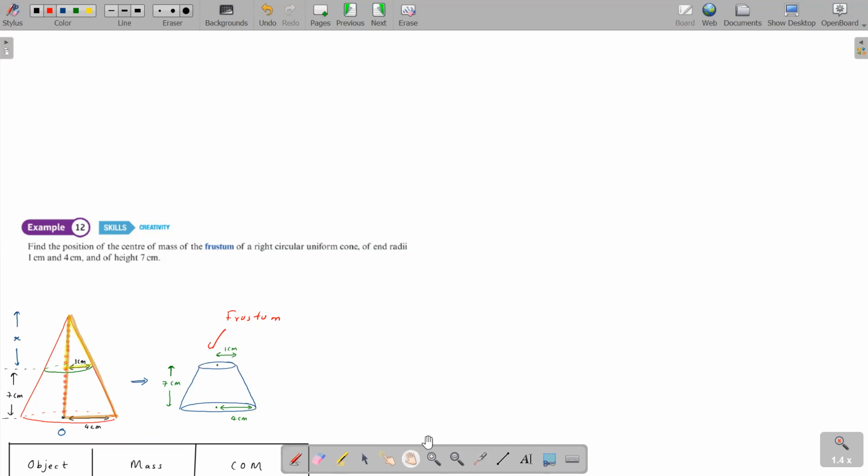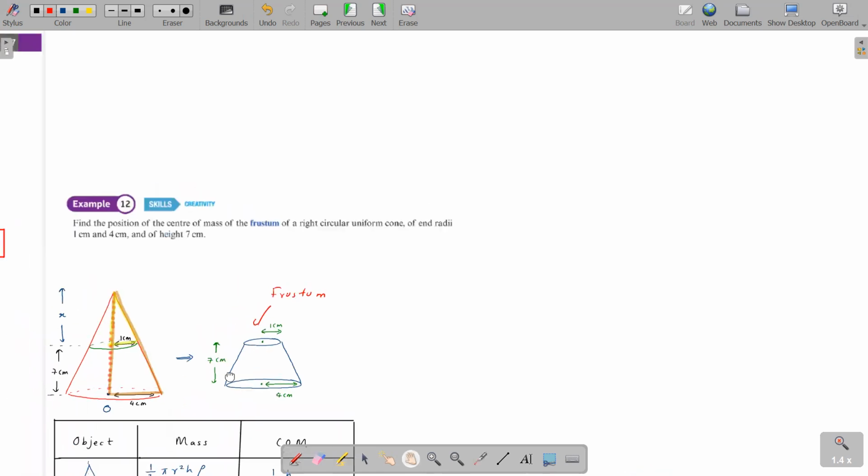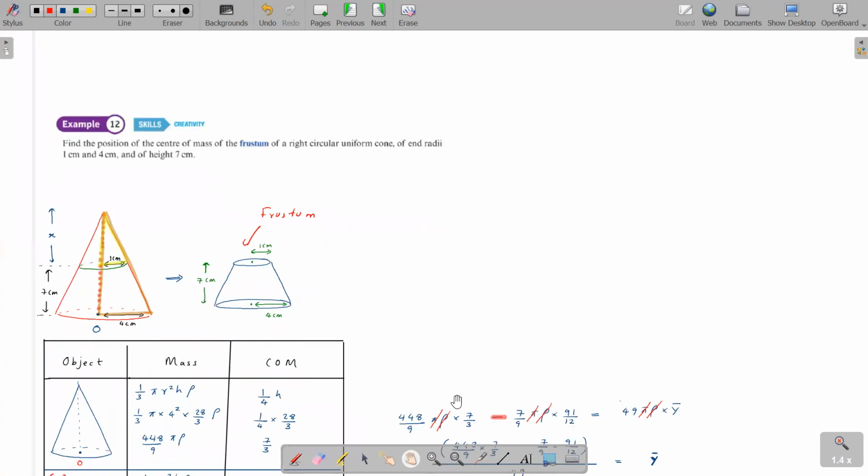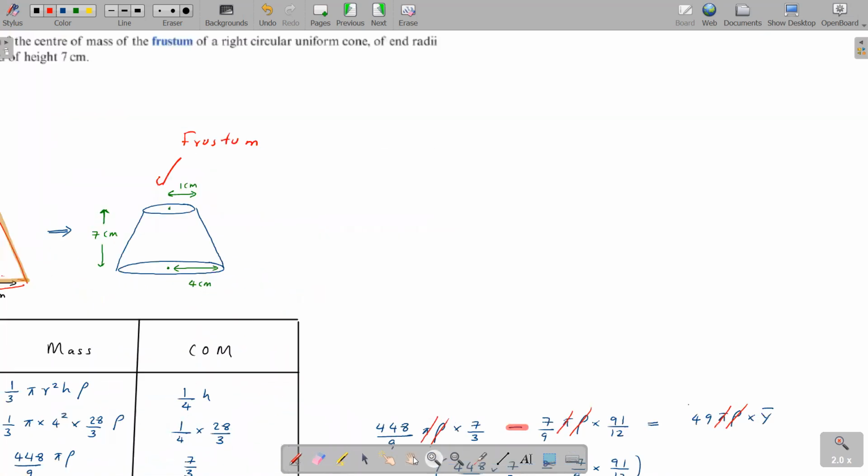So what we're going to do is break this up. We are going to use the previous technique now. We are going to draw a table and divide this into the objects that we know. So how do you create the frustum? You can see we have a large cone. From the large cone, we remove the small cone, right? Can you guys see? So I'm actually creating a table here.